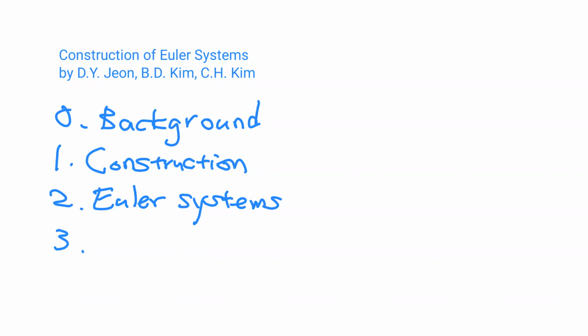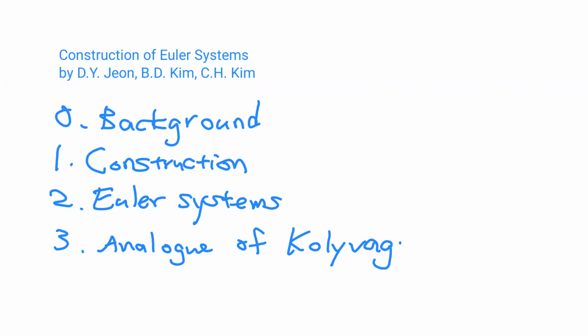Part three, application. The application will be an analog of Victor Kolyvagin's important seminal work on the ranks of rational points of elliptic curves. Well, in our case, modular abelian varieties of level gamma 1 of n.